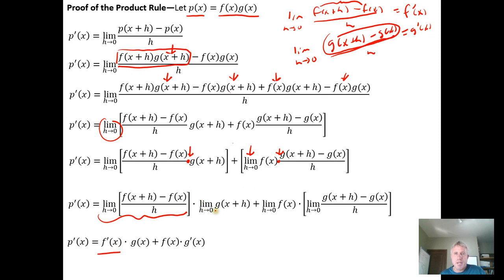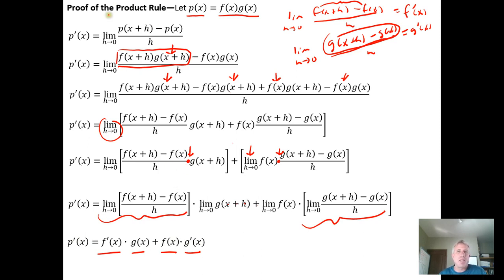And if we take the limit as h goes to 0 of g of x plus h, that's just a matter of plugging 0 in for h. We get x plus 0 is x. We get g of x. And then plus the limit as h goes to 0 of f of x is just f of x, because there's nowhere in that function to even put an h. And this limit right here is g prime. And then this is the product rule for finding derivatives. So that's where it comes from.